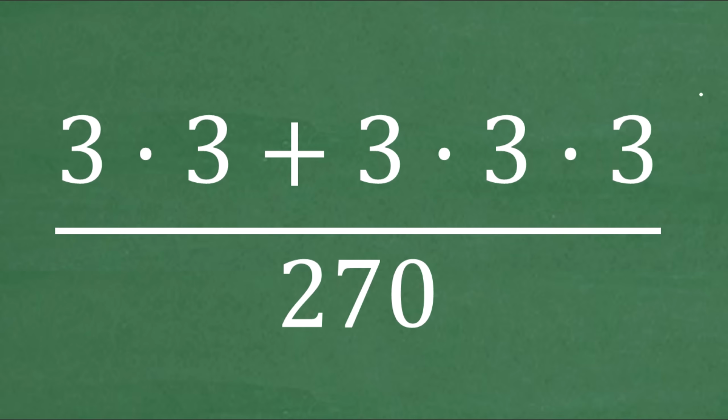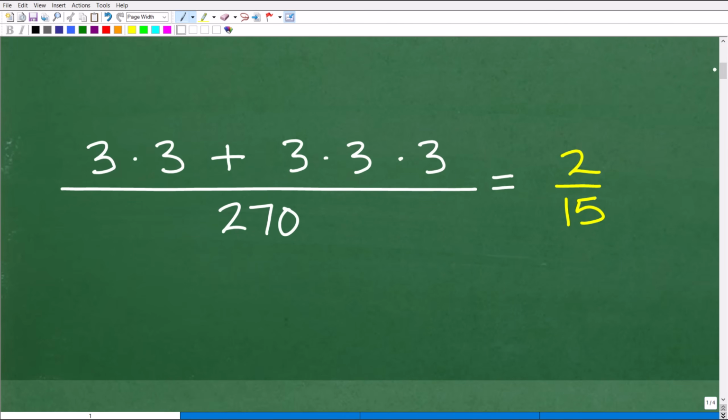Okay, so I'm going to show you the answer here, and then, of course, I'm going to do this problem in my own way. Again, your work could look a little bit different. But here it is. We have 3 times 3 plus 3 times 3 times 3, all over 270. 2 over 15, 2/15 is the right answer.